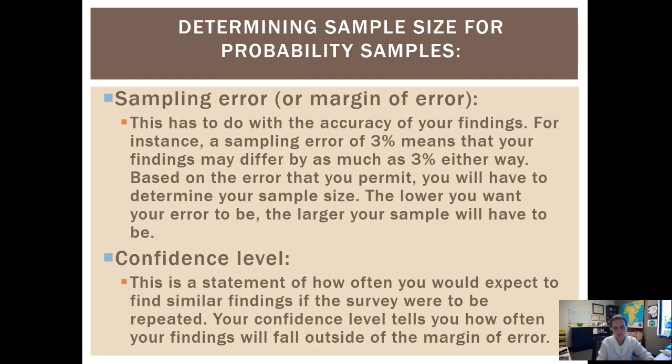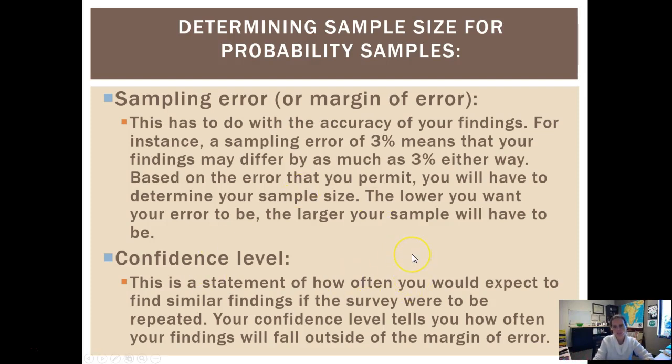Then confidence level. The confidence level is a statement of how often you would expect to find similar findings if you were to repeat the survey, if you were to repeat the study again with a different group of people, with a different sample, how often would you expect the findings to be in the same range? In other words, how often would you expect your findings to fall outside of the margin of error if you were to repeat the study?